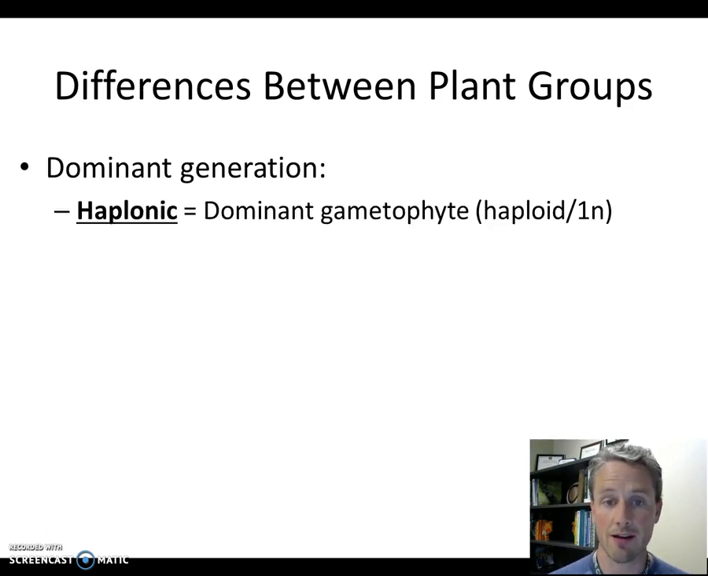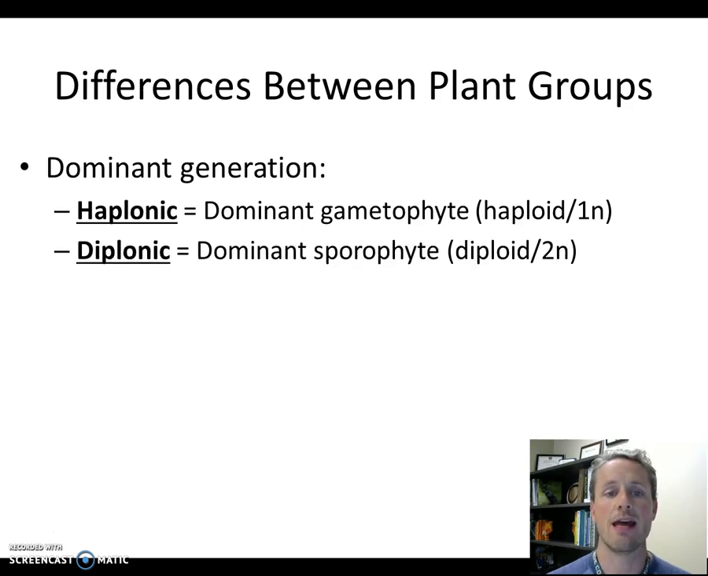We will apply terminology to the plants in this way. We'll say they're haplonic if the dominant generation is the gametophyte. We'll call it haplonic because these cells, the gametophyte cells, are haploid, or 1N. So if the dominant generation is gametophyte, that's haploid, so we call it haplonic. We'll call them diplonic if the dominant generation is the sporophyte generation, because again, the sporophyte is diploid, or 2N. So that's one difference we'll be looking for. Which generation is dominant? Essentially, which one is larger?